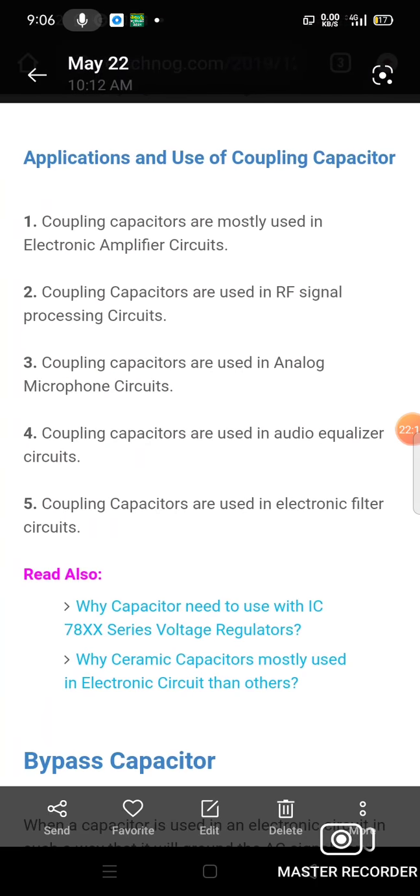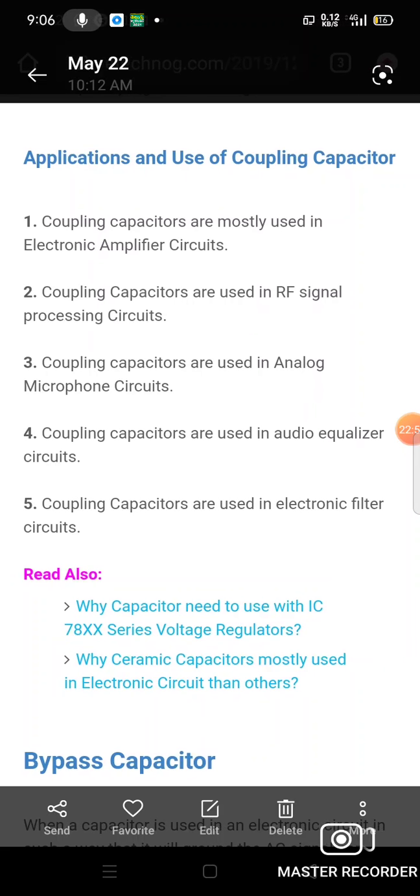And one more point here: applications and use of the coupling capacitor, where we have to use coupling capacitors. First application: coupling capacitors are mostly used in electronic amplifier circuits. In the previous circuit we had one amplifier circuit, the single stage RC coupled amplifier. In that circuit we used the coupling capacitor. So that is one of the applications, the electronic amplifier circuit.